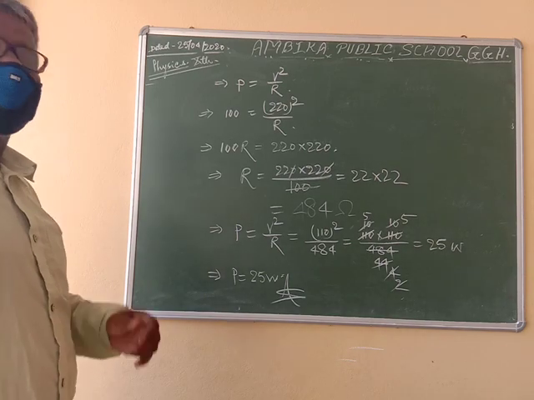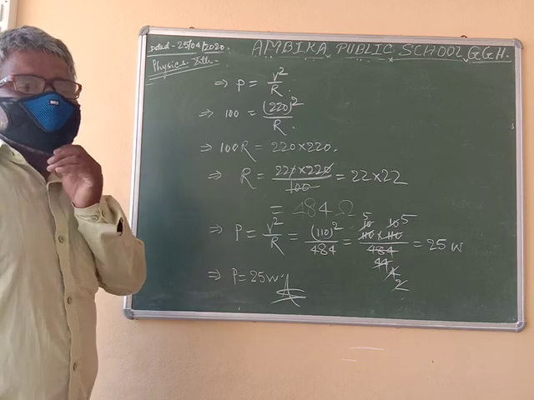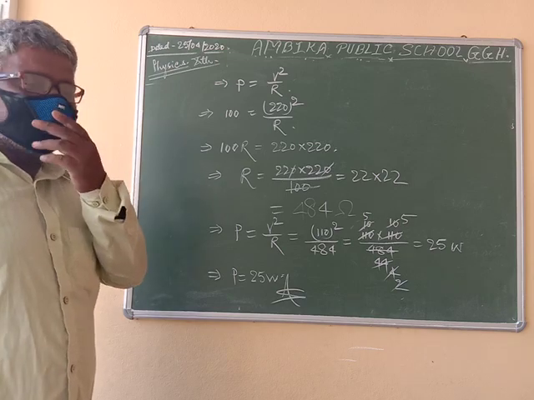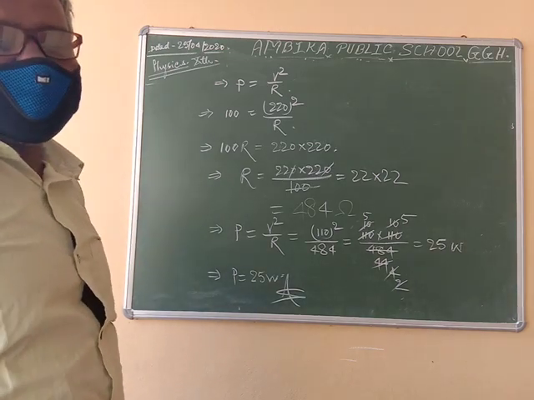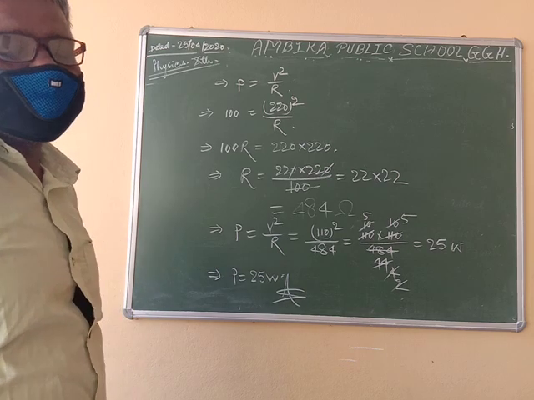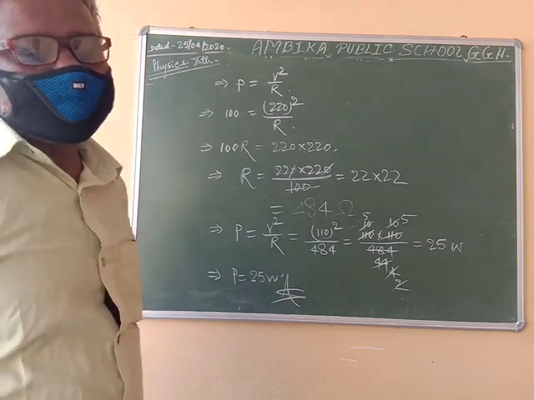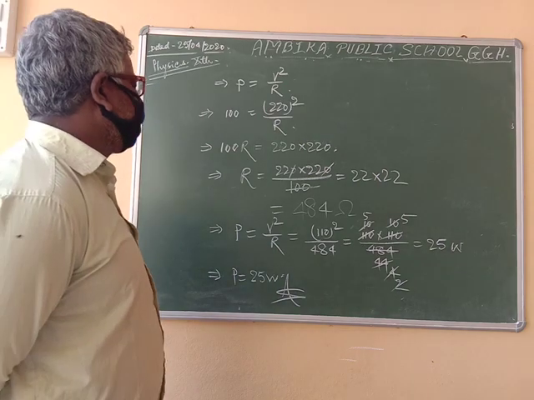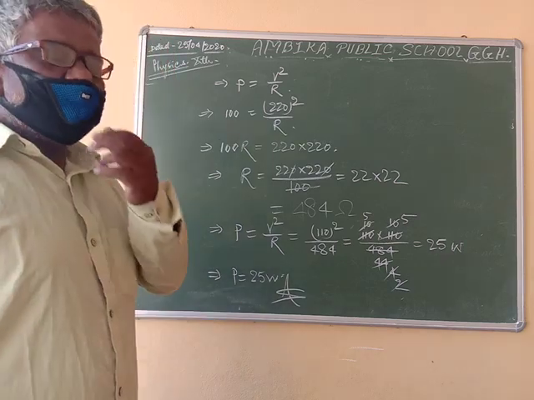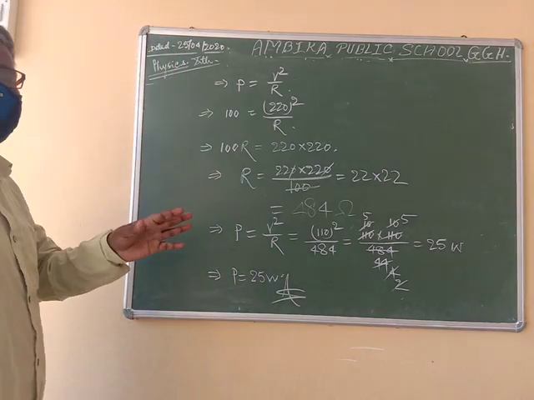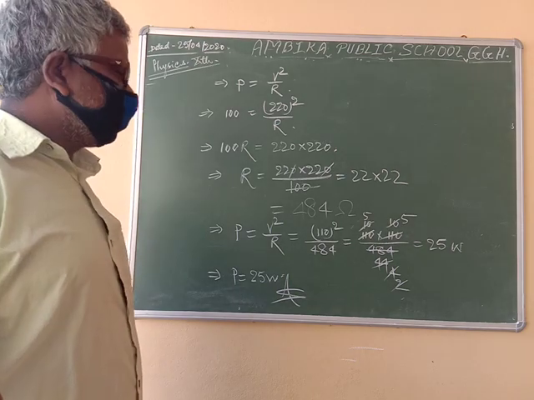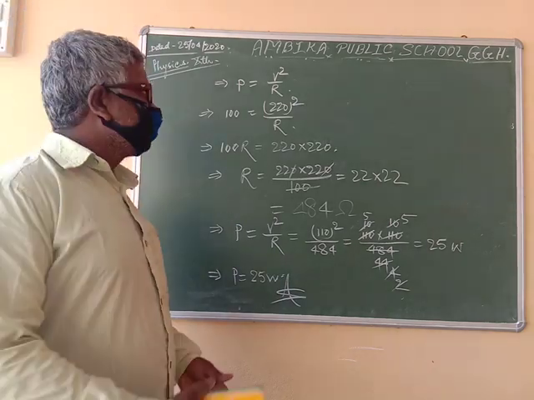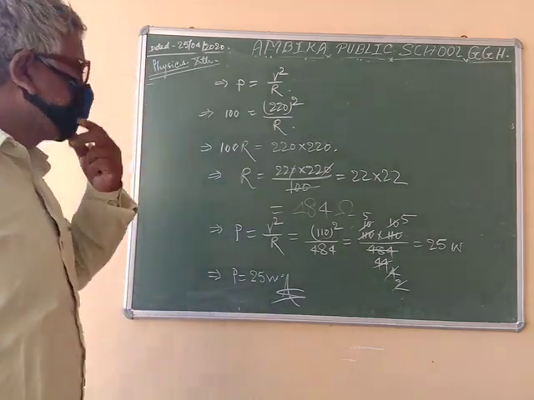I think you all will have understood it very well. Now here is another question which is also very important from the NCERT book: which of the following does not represent electric power in a circuit? Options like I square R, V square by R are all formulas of power, but one is not.